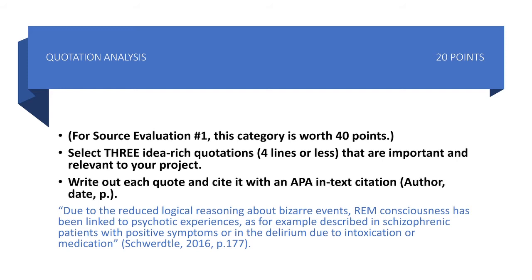The requirement says select 3 idea-rich quotations of 4 lines or less that are important and relevant to your project. And that's the key phrase here: important and relevant to your project. Don't just select quotes because you need to for this assignment. Find quotes that you might want to use. Write out each quote, cite it with an APA in-text citation like our student writer did. Okay.